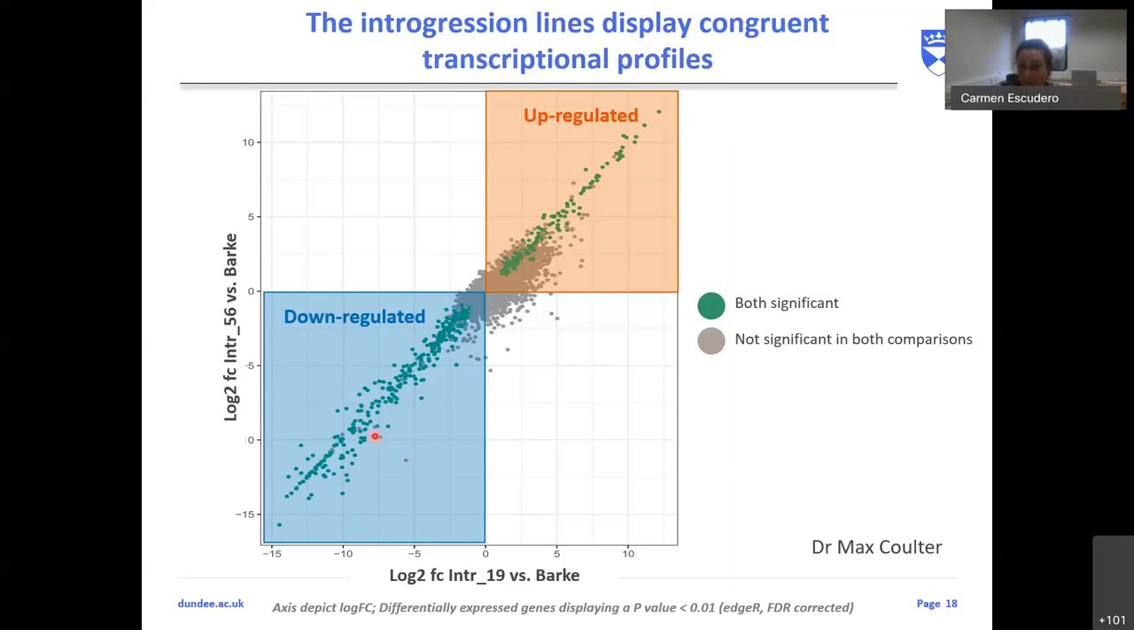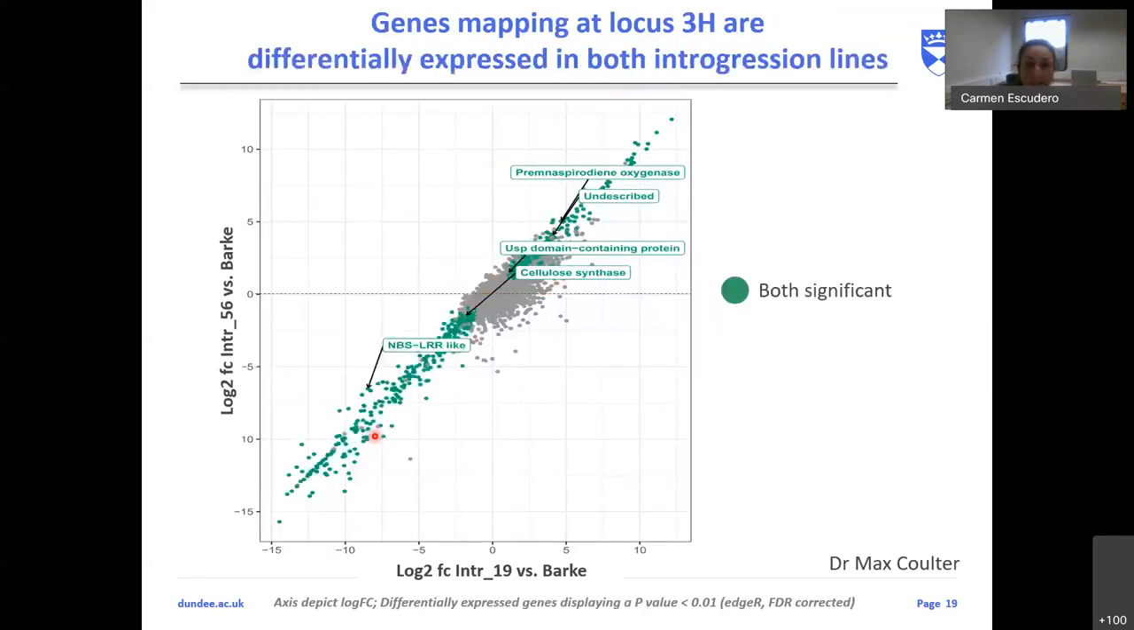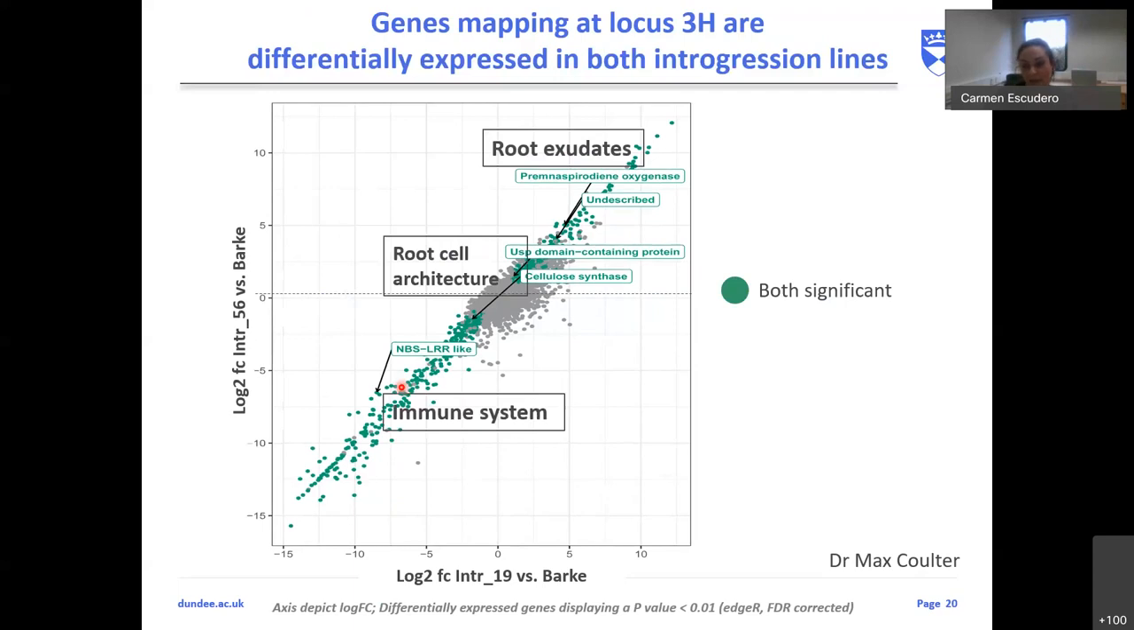And the next question will be whether some of these genes depicted here in green, which are congruently expressed compared with the elite variety, map at the 3H locus. And the answer is yes. So we have this set of genes, up to 5 genes, that map at this 3H locus that was retrieved by the mapping exercise. These will be good candidates, especially because we can link these two processes putatively implicated in microbiota recruitment, such as root exudates, root cell architecture, or this NLR involved in the immune system.